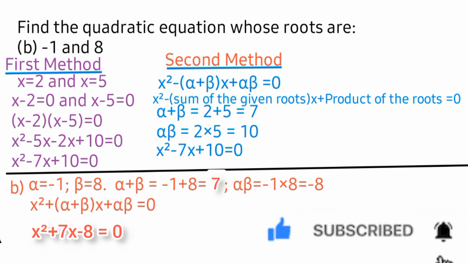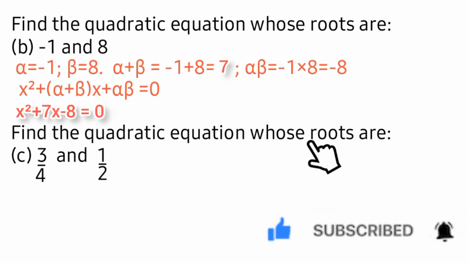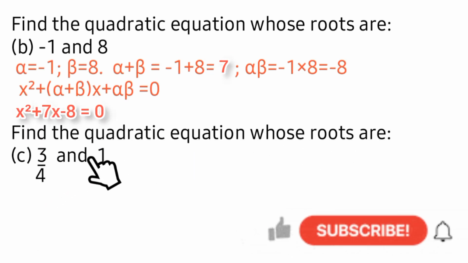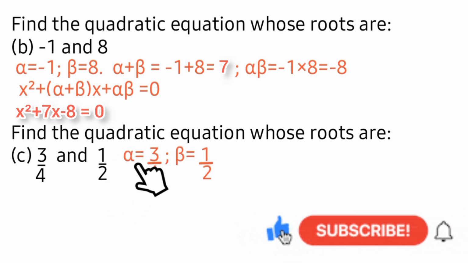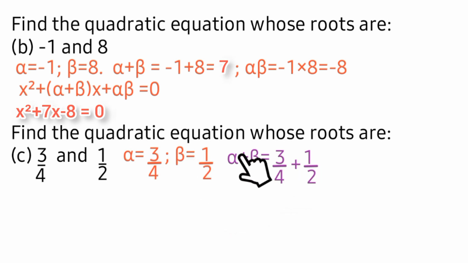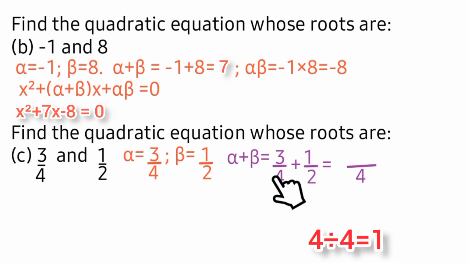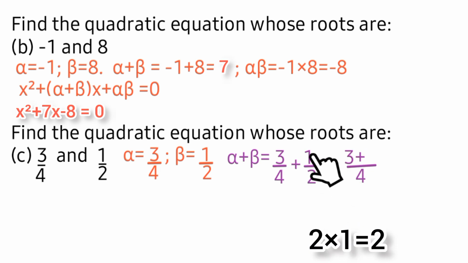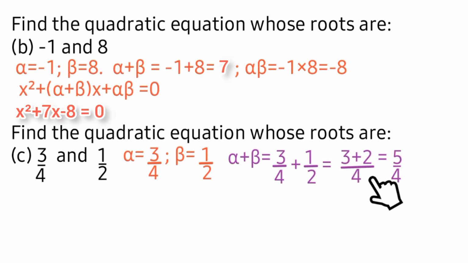Let's find the quadratic equation whose roots are 3/4 and 1/2. So here, alpha value is 3/4 while beta is 1/2. So alpha plus beta will be equal to 3/4 plus 1/2. The LCM of 4 and 2 is 4. 4 divided by 4 gives 1, 1 times 3 gives 3, plus 4 divided by 2 gives 2, 2 times 1 is 2. 3 plus 2 is 5 divided by 4. Therefore, alpha plus beta is 5/4.